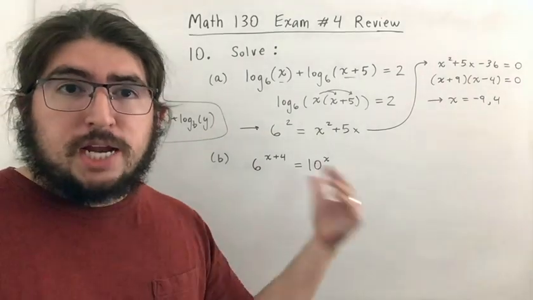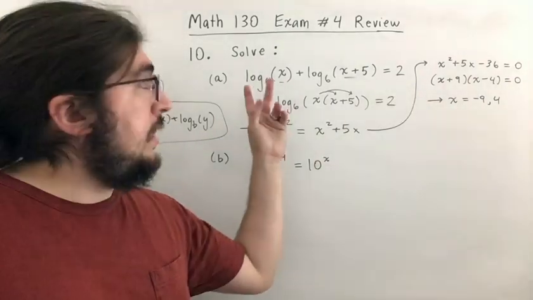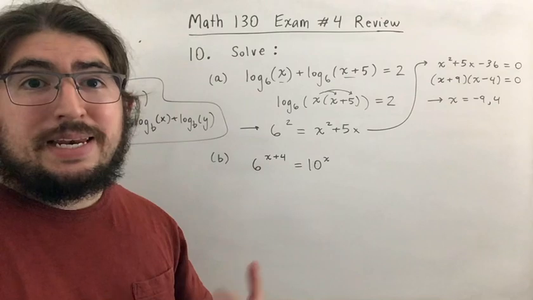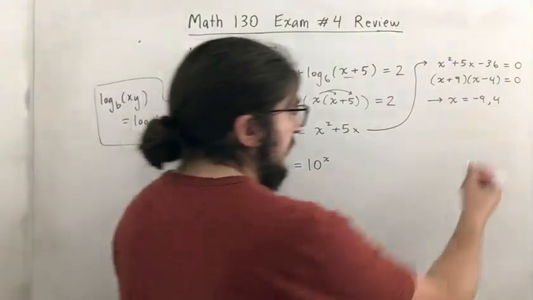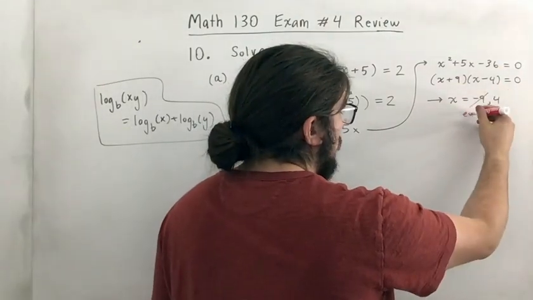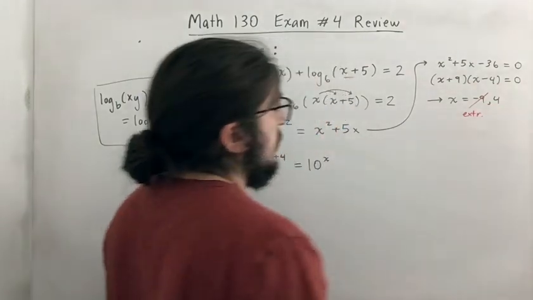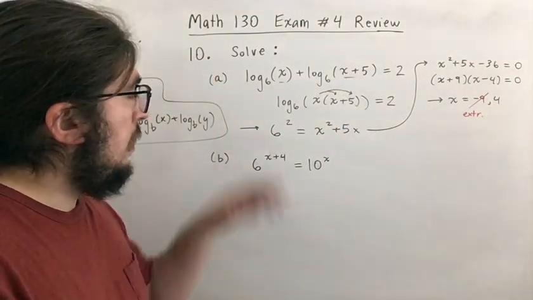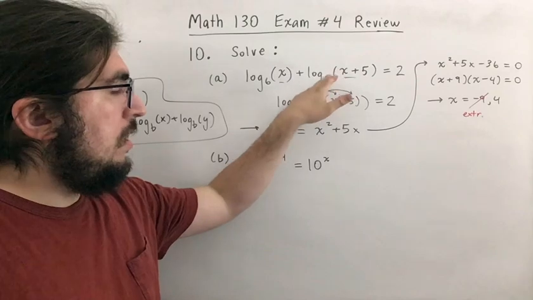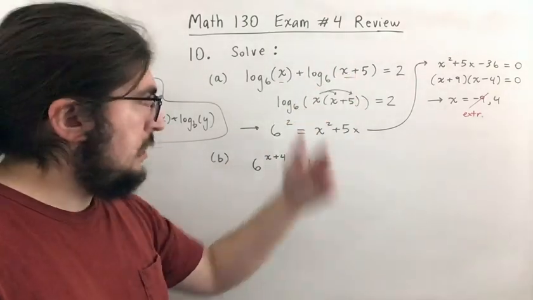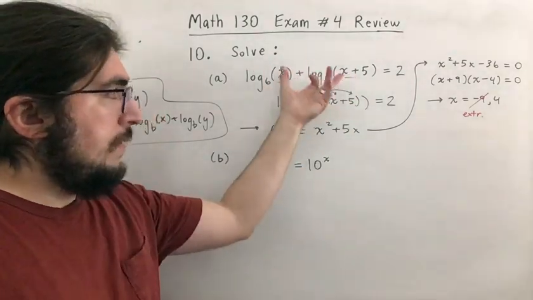So you want to make sure you check your answers and that you do not get an inside of a logarithm that is negative. So here this negative 9 results in a negative inside, so that is an extraneous solution. 4 is actually okay. Log base 6 of 4, that's positive. Log base 6 of 4 plus 5 is 9, that's positive. And 4 times 9 is 36.